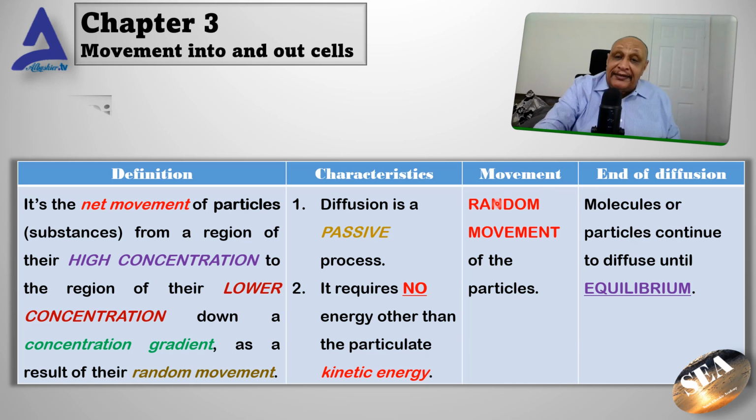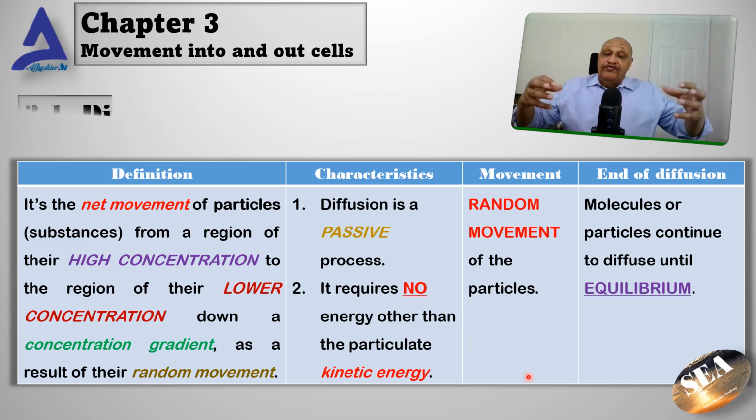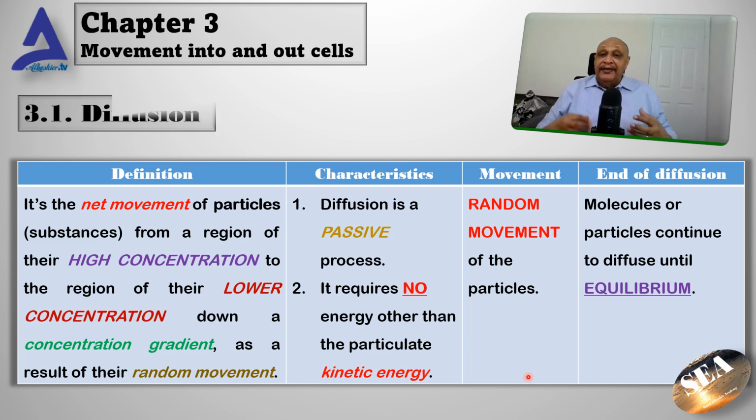Now, another thing that is important, random movement of the particle. That means this substance or these particles move in a random way, random behavior, that some are moving upwards, some downwards, some at the sides. So it goes randomly. Okay, so this is what's meant by random movement. That movement is not only one directed movement or motion.